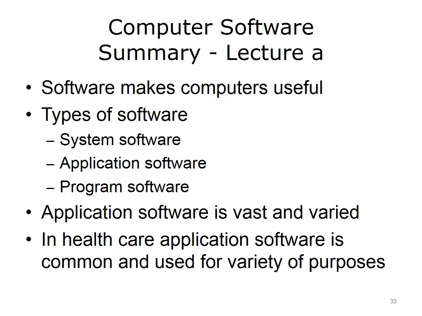This concludes Lecture A of the Unit on Computer Software. In summary, this lecture covered software that makes a computer useful. There are three major types of software: application, system, and program software. There are many different types of application software. In healthcare, the use of application software is very common, and it is used for a variety of purposes.